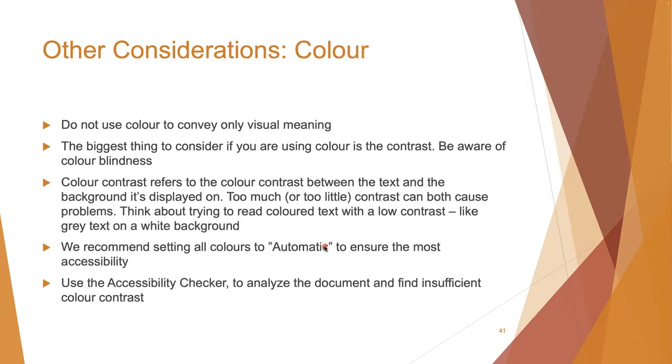Color. Do not use color to convey only visual meaning. The biggest thing to consider when using color is the contrast. So be aware, and also be aware of color blindness. Color contrast refers to the contrast between the text and the background on display. Too much or too little contrast can cause problems. Think about trying to read colored text with a low contrast, like a gray text on a white background. We recommend setting all colors to automatic to ensure the most accessibility. I do know this is not necessarily something you can do if you have a template, but this is just something to consider, maybe a recommendation moving forward.